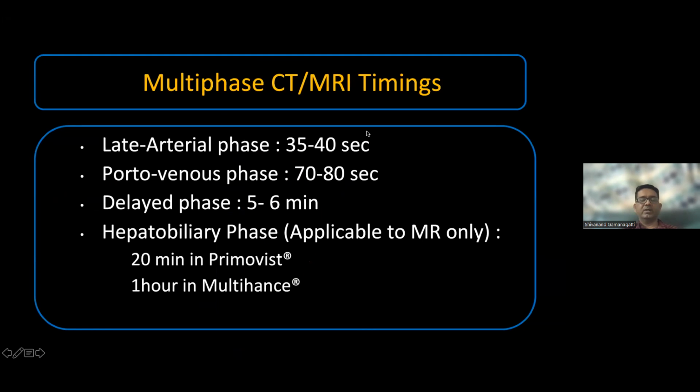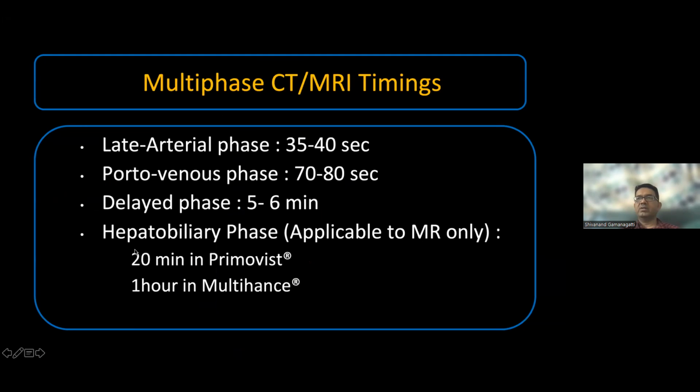So just for your summary, in the exams, if someone asks what the timings are: the late arterial phase is about 35 to 40 seconds from the start of injection. The portovenous or hepatic phase is 70 to 80 seconds. The delayed phase is at 5 to 6 minutes. So it plays a role in cholangiocarcinomas.